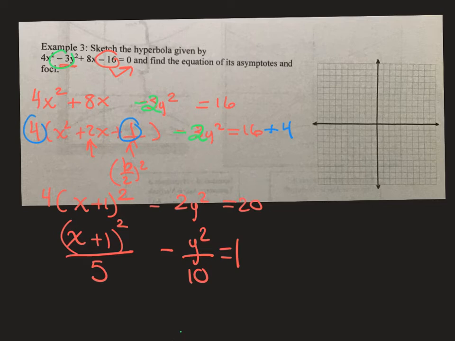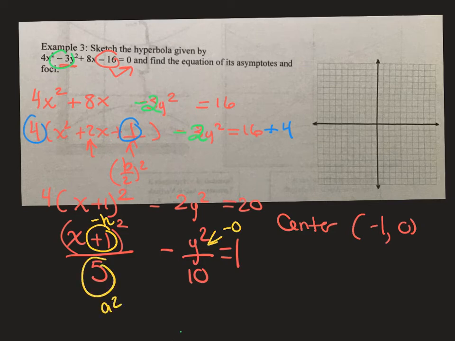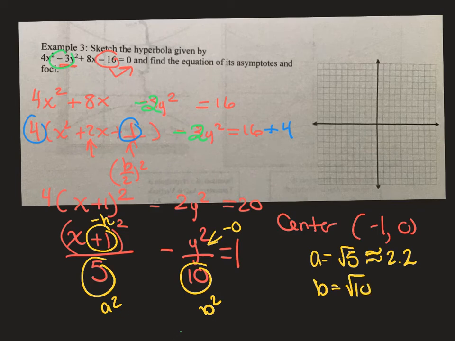Okay, so now we can graph this because we know that our center is going to be -1, 0. This was supposed to be a plus 1, so it became a -1, and in here it's a minus 0. And then this thing down here is my a squared, so a is going to equal the square root of 5. I'm going to grab a calculator really quick. Should be about 2 and some change. It's about 2.2. This is b squared, so b equals the square root of 10, which is about 3.2. And so now we can graph.